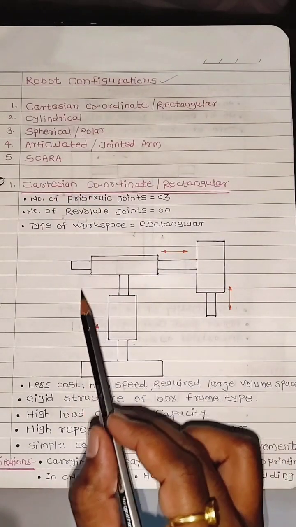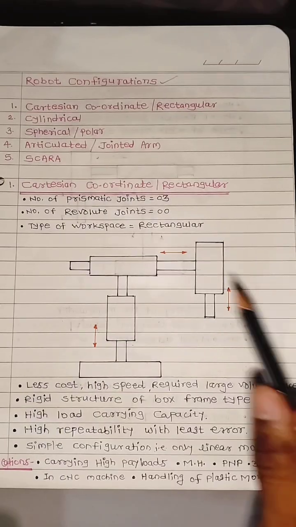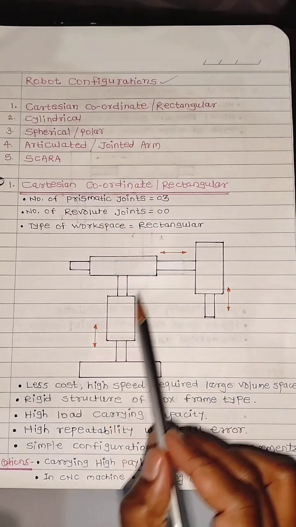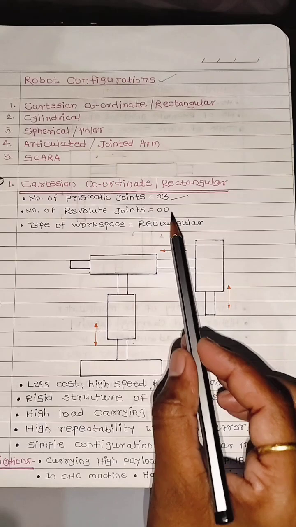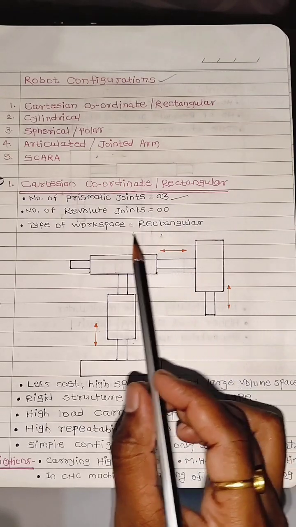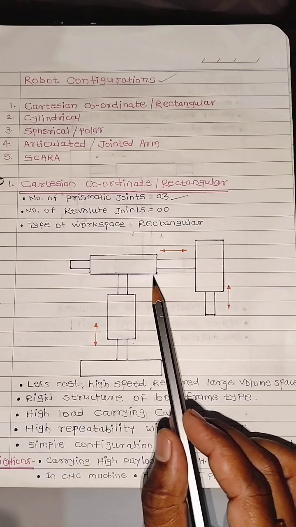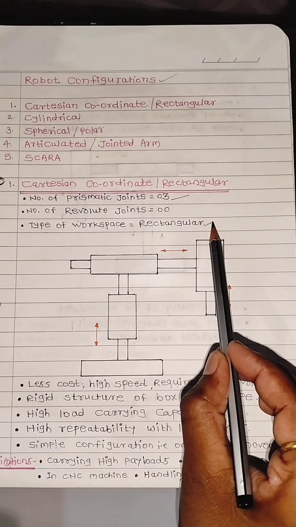So this diagram represents the Cartesian coordinate configuration. Here in this type of configuration, no revolute joints are present. As shown in the figure, only 3 prismatic joints are present. So this type of configuration can generally be used for machining of rectangular workpieces only.